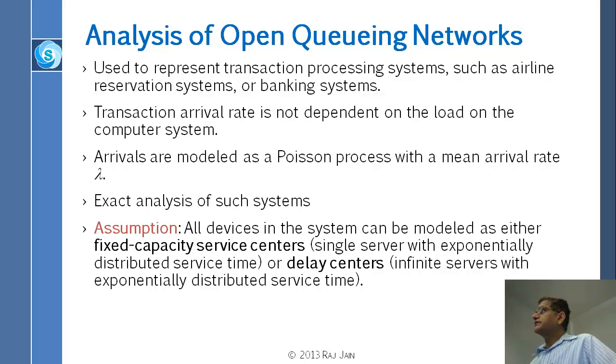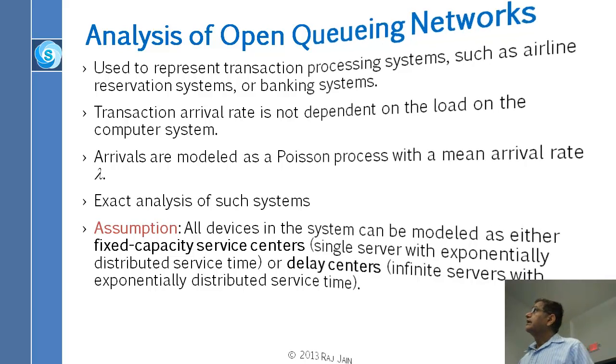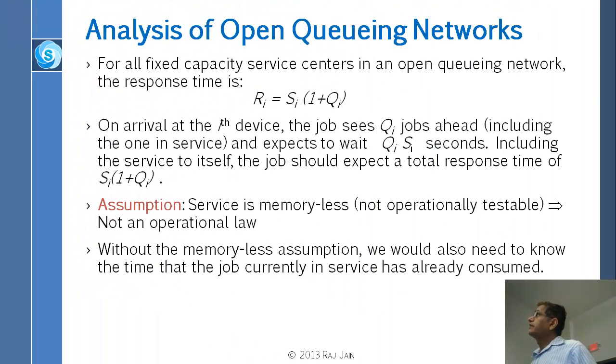Exact analysis of such systems requires assumptions. All devices in the system can be modeled either as a fixed capacity center or a delay center. So there are lots of assumptions in this whole thing. We already made one assumption, which was exponential IID, the independent and identically distributed arrivals. And then we are assuming that there are only two kinds here, fixed capacity and delay. Then all the fixed capacity service centers clearly follow this thing.